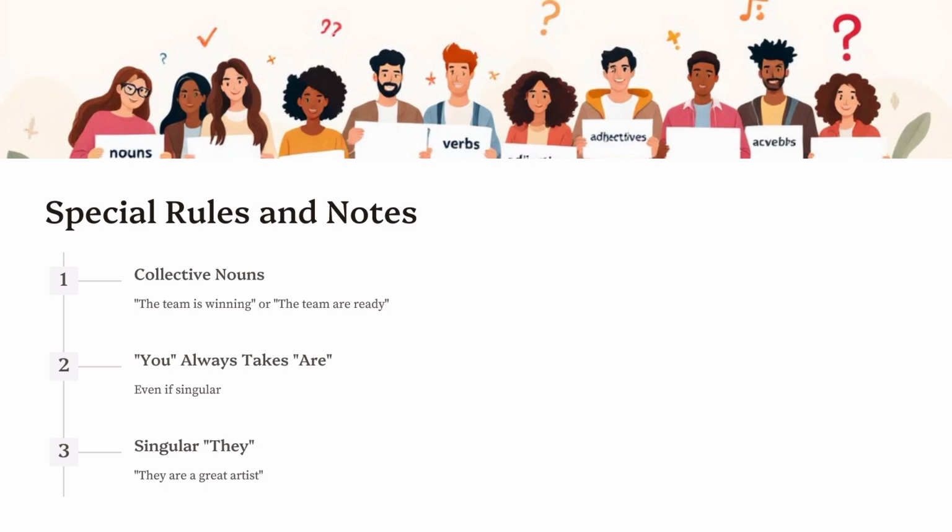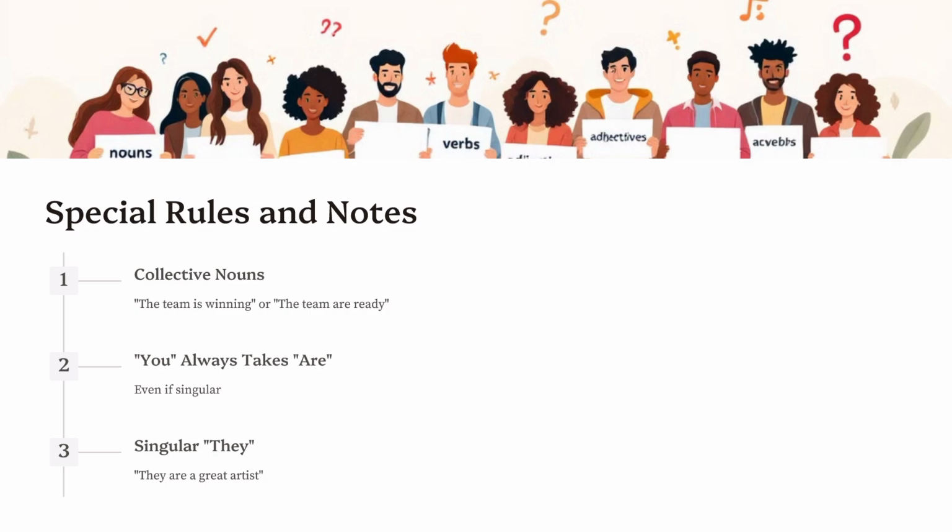So for example, the team is winning. That's a correct way of saying it. Here, the team is seen as a singular unit acting together. And then we also have the sentence, the team are winning. In this sentence, the emphasis shifts to the individuals within the team being ready. So we treat this group as a plural. So the key question to ask yourself is, am I referring to a group as a whole or to its individual members? And that will guide your choice between is and are.